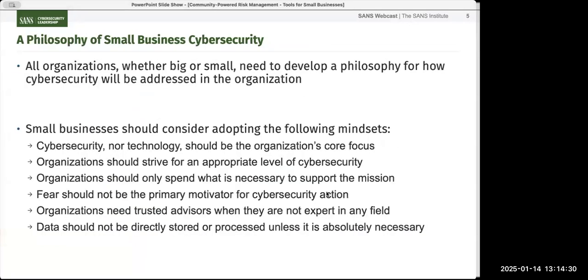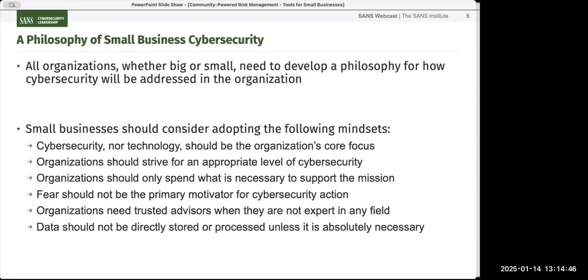So the first thing I'm going to say is that before you get into deciding what version of EDR you want to buy, well, we'll get to that kind of thing, you need to develop a philosophy for how you're going to address cybersecurity in the organization. And what I mean is at a very, very high level.